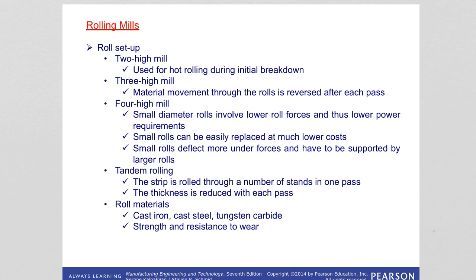What type of materials are used in the construction of rolls? Cast iron, cast steel, tungsten carbide. So the material basically needs to have good strength and resistance to wear. It is also important not to use the same rolls for hot and cold rolling at the same time because they will expose the material to thermal cycling. Therefore, if the material doesn't have good thermal shock resistance, it can crack.